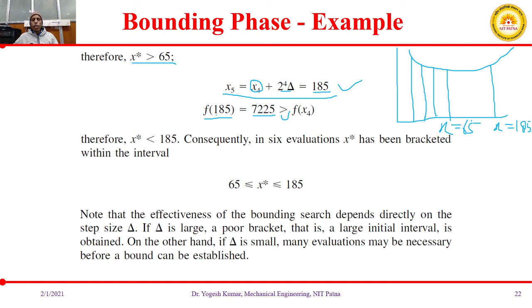the value of f85 is greater than fx4. Okay, so therefore your satisfactory region, or the region of your optimum value, will lie between x equal to 65 to 185. Okay, so this is also called bracketing method. In the syllabus it is written as bracketing.